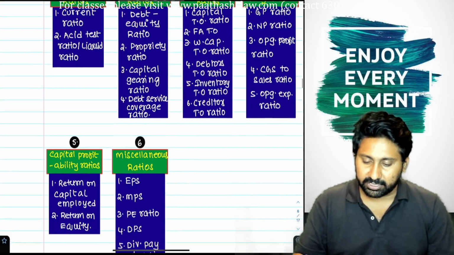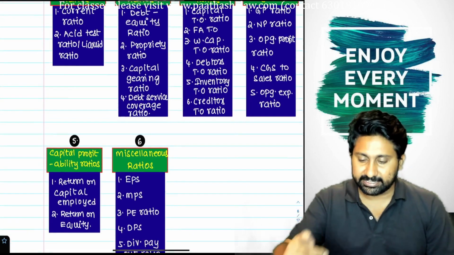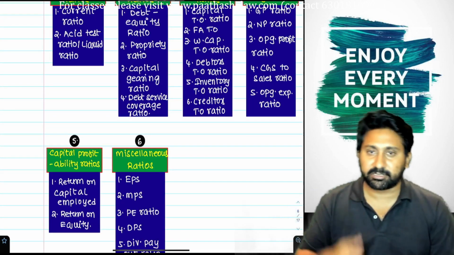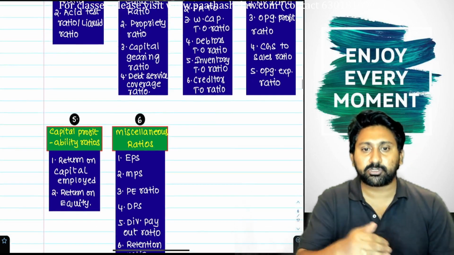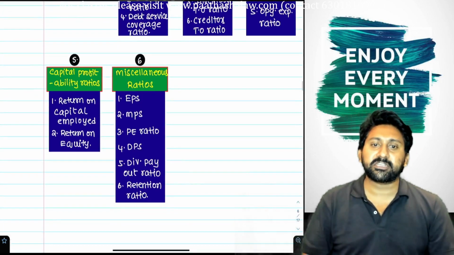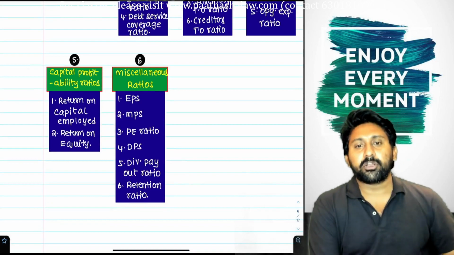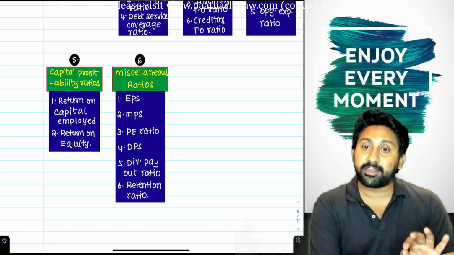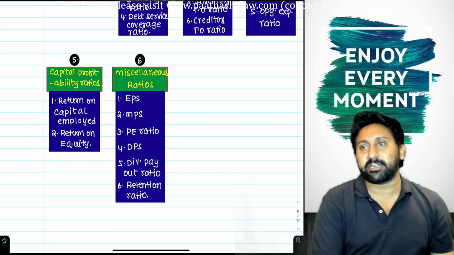Now, how many ratios are there totally? 2 plus 4, 6. 6 plus 6, 12. 12 plus 5, 17. 17 plus 2, 19. 19 plus another 6, 25. Okay, 25 ratios are there. These 25 ratios are important for the exam.